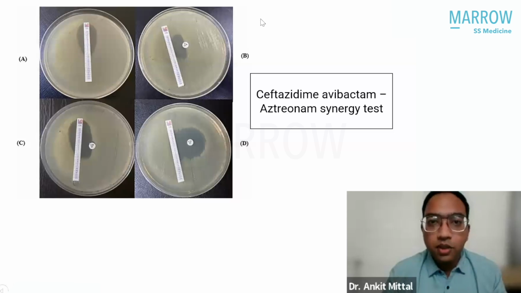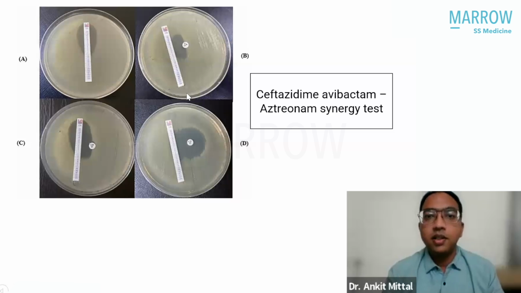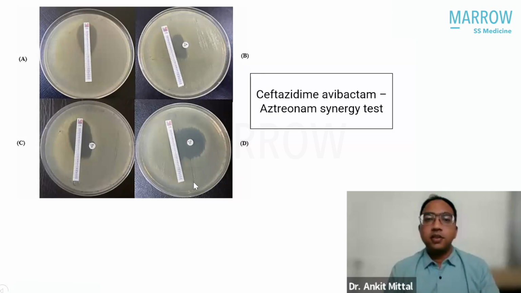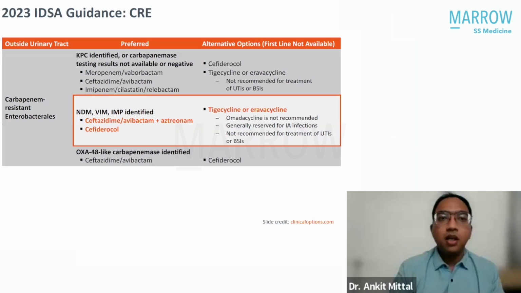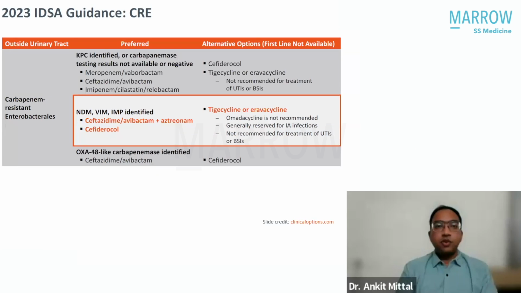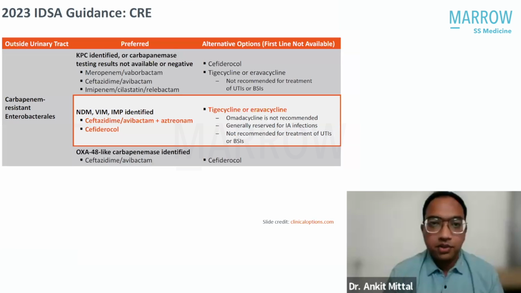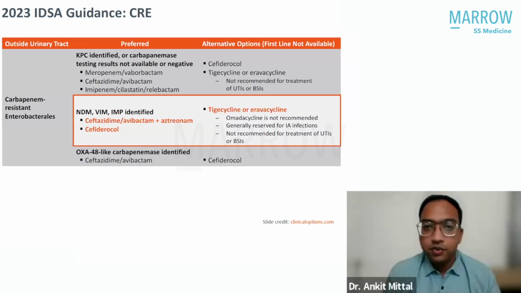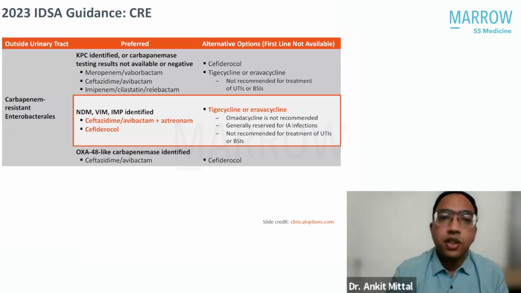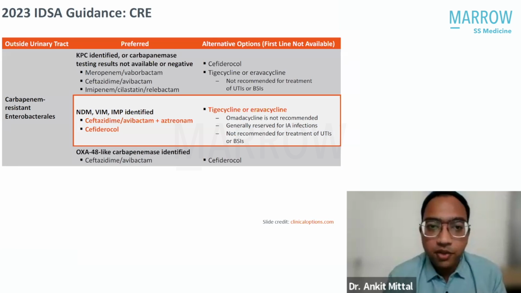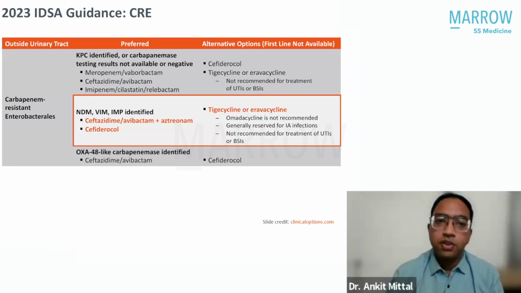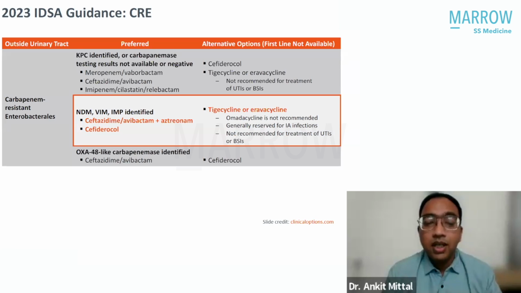So whenever any of B, C, and D is positive, we say that there is synergy between ceftazidime avibactam and aztreonam. Now, coming back to our case. It was a carbapenem resistant Enterobacteriaceae infection, sensitive only to colistin and tigecycline, and we checked the synergy test, which is sensitive. So based on the IDSA recommendation, the preferred regimen here is going to be ceftazidime avibactam aztreonam.